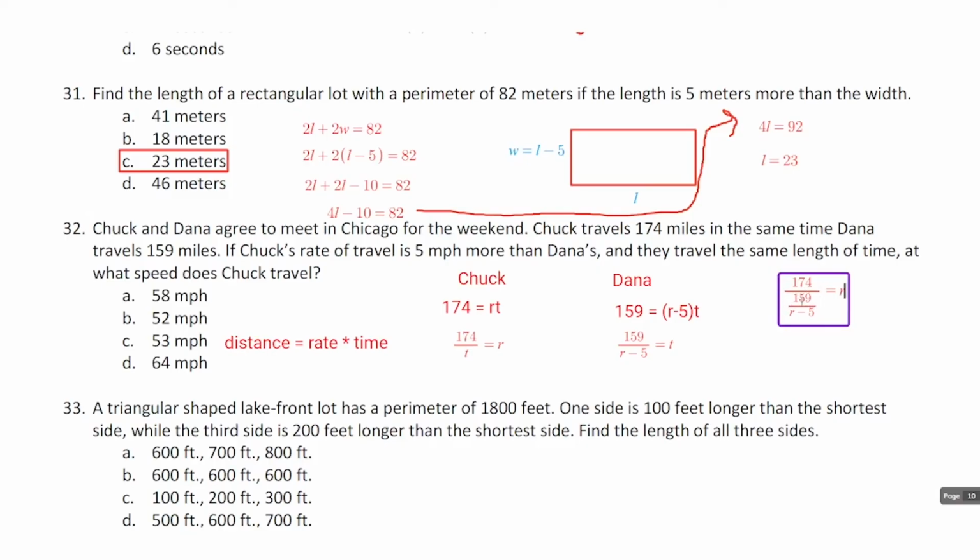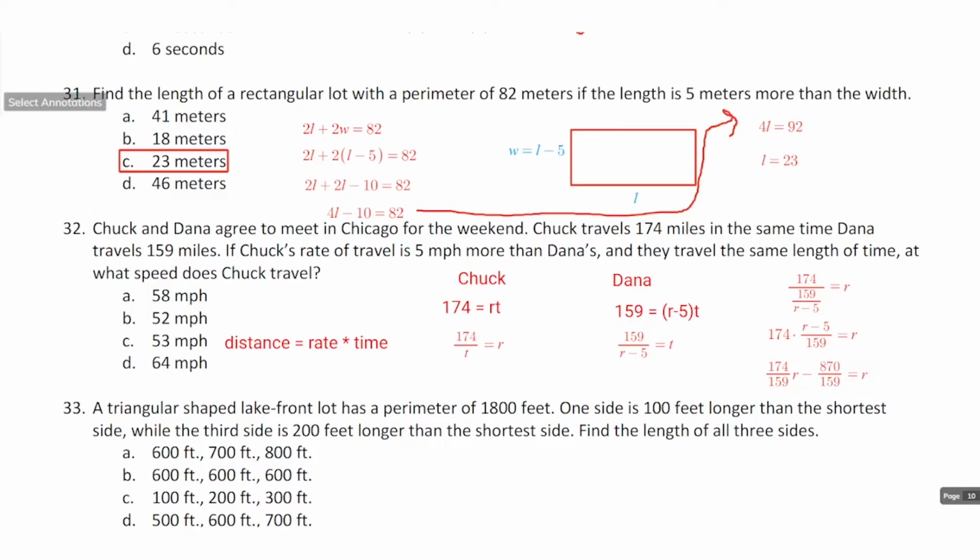Dividing by a fraction is the same as multiplying by its reciprocal. So I can rewrite this as 174 times r minus 5 over 159. Then I'm going to clean up this equation just a bit. I'm going to distribute the 174 and divide everything by 159. I'm not actually going to do any of the arithmetic; I'm going to leave it as a fraction. That leaves me with 174r over 159 minus, here we've got to multiply 174 times 5, so that's 870. So minus 870 over 159 equals r.